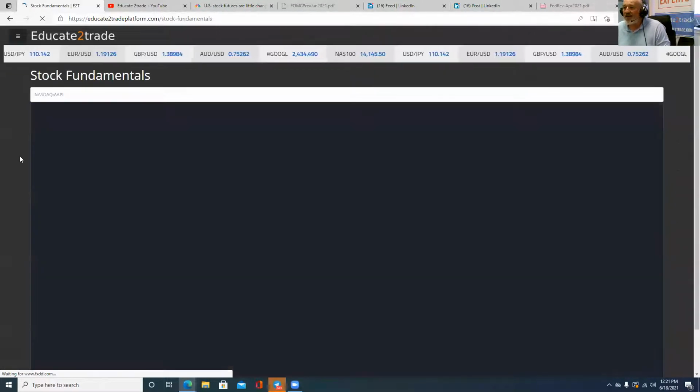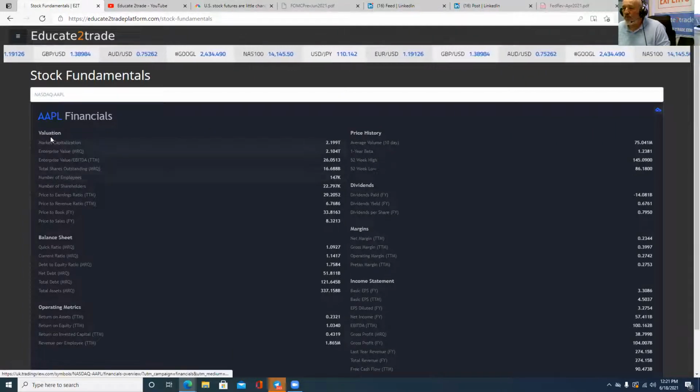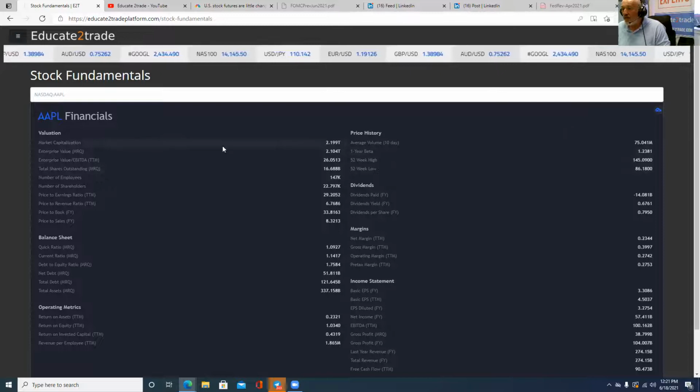Stock fundamentals, so that's new, that's going up here. Any company you want, we've got Apple here, for instance. It'll tell you what the market capitalization is, the total number of shares, the balance sheet, everything that's in the company.